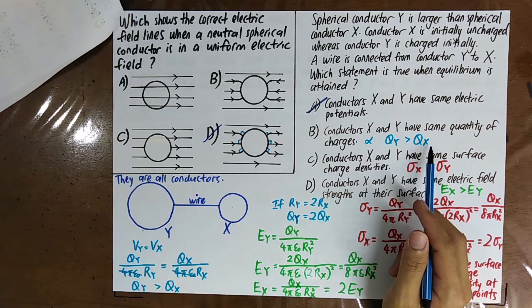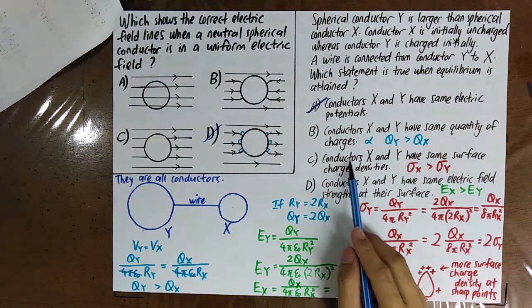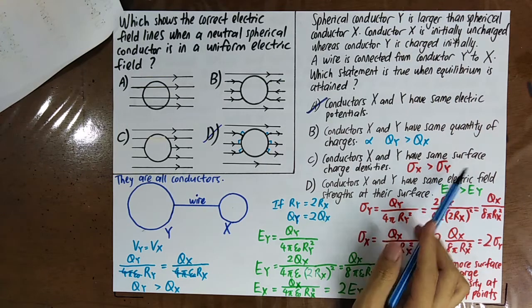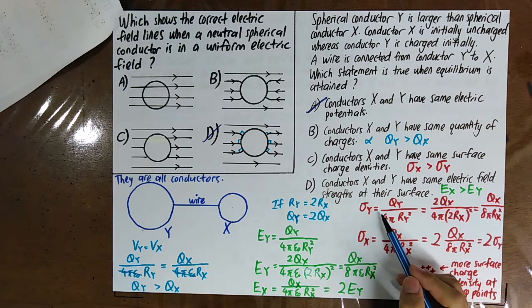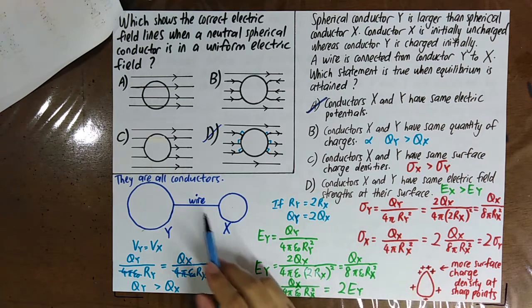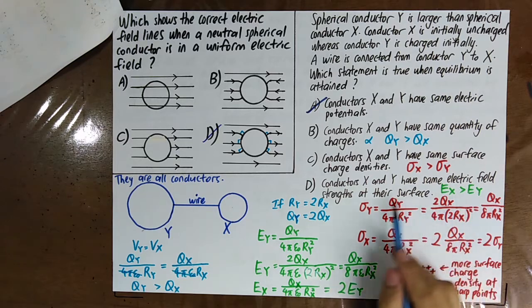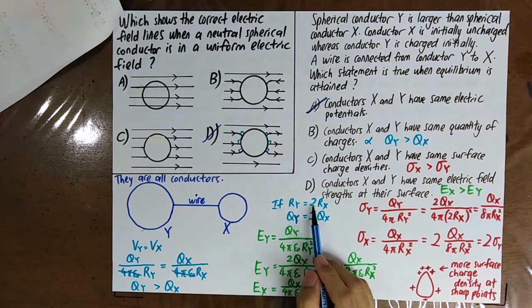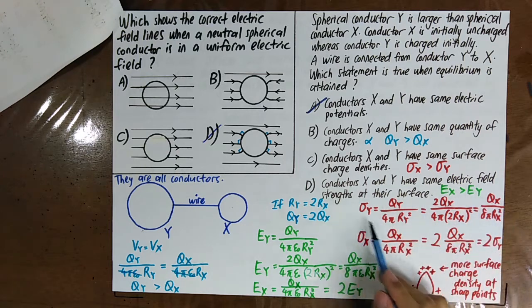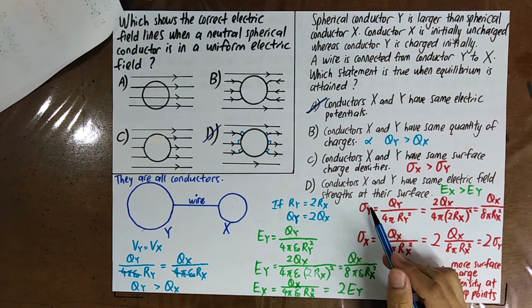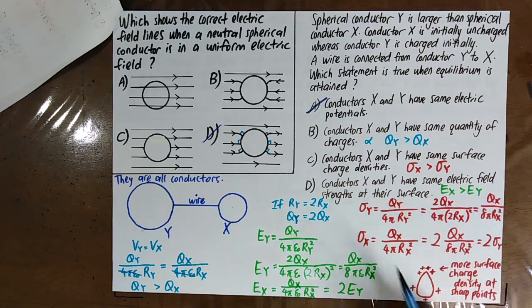the smaller conductor. Next, conductors X and Y have the same surface charge densities. Surface charge density is equal to the total charge on the surface divided by the total surface area of the surface. So for conductor Y it is like this. Just now when I said that Ry is 2Rx, then Qy should be 2Qx. So you substitute Ry equal to 2Rx and Qy equal to 2Qx, and then you realize that the surface charge density of Y is this.